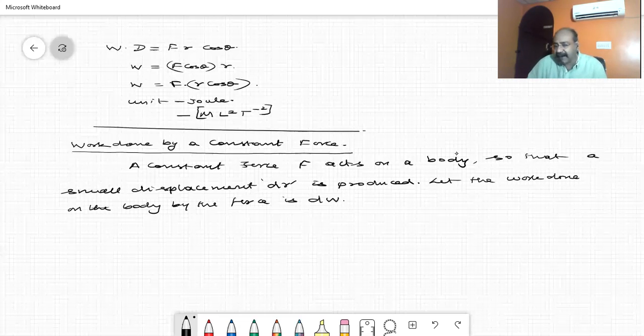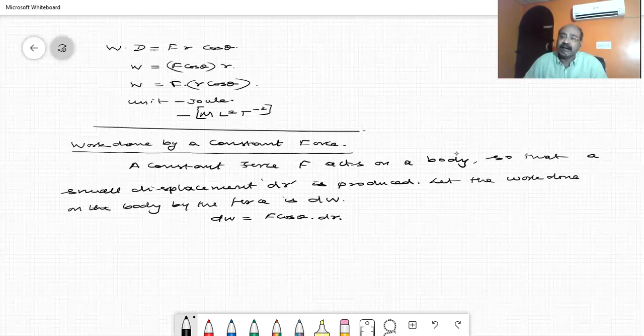If the work done on the body by the force is dW, then we can write dW equal to the component of force, that is, the component of the force that we are calling F cos θ, multiplied with the small displacement dr. So let us take that small displacement as dr.